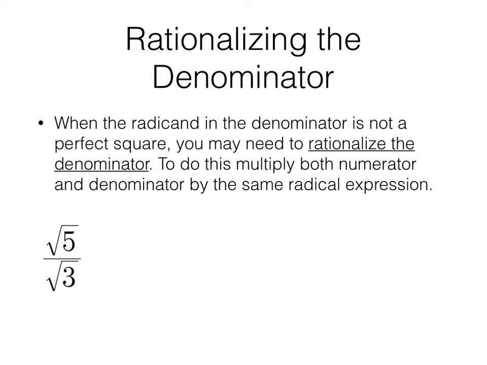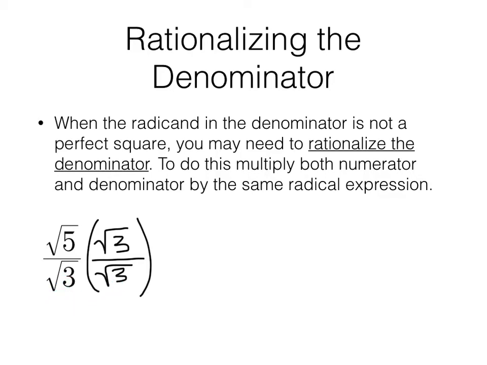So here we have root 5 over root 3. And what you're going to do is pick a radical expression that's going to get the denominator of this fraction to no longer be a radical. Well, what can you multiply by the square root of 3 that's going to get rid of the radical? Square root of 3. So most of the time, to rationalize the denominator, you're going to multiply by whatever that denominator's radical is, or at least the simplest form of it.